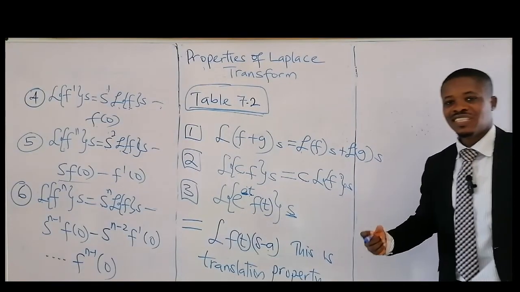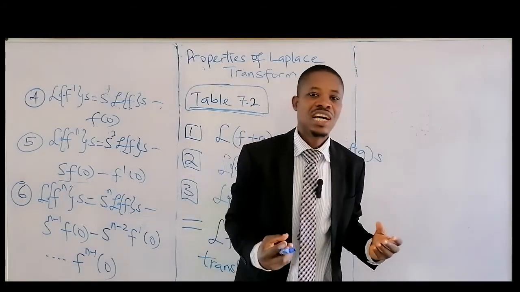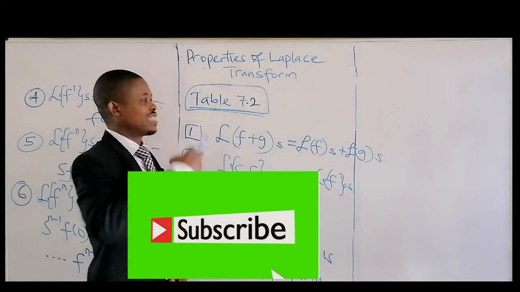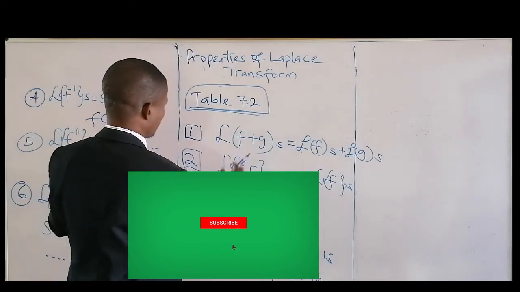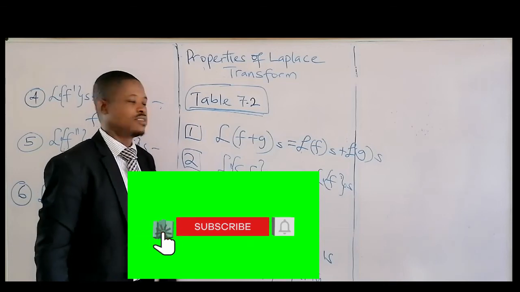But the most important thing is to know the applications. How can we use these properties? That is what we want to dive into now. We want to look at a series of problems, a series of questions, and then we'll begin to use the tables 7.1 and 7.2. Okay, let's go there.